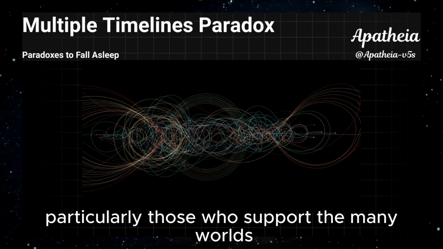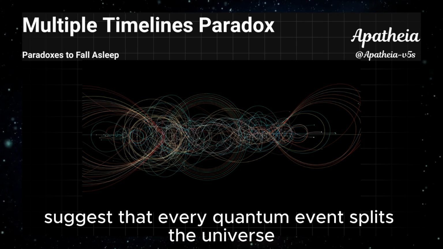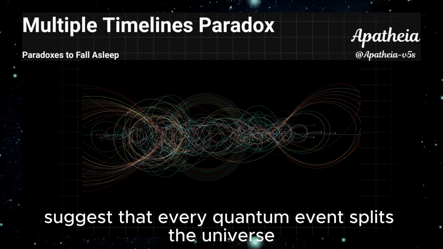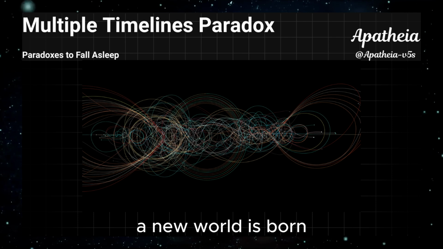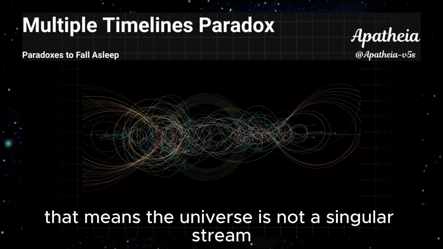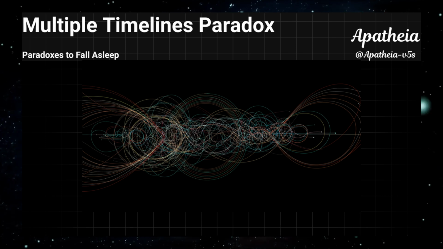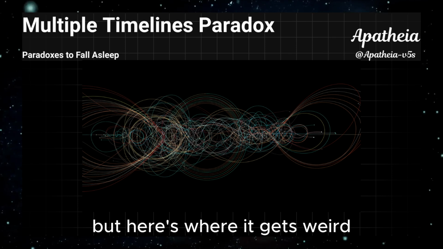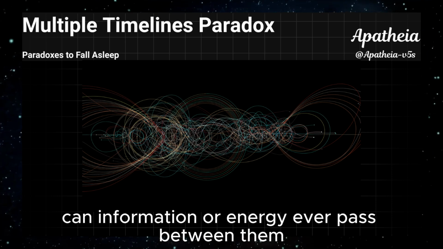Some physicists, particularly those who support the many worlds interpretation of quantum mechanics, suggest that every quantum event splits the universe. Every time a particle goes left or right, a new world is born. That means the universe is not a singular stream, but a constantly dividing ocean of possibility. But here's where it gets weird. If all these universes exist, can information or energy ever pass between them?